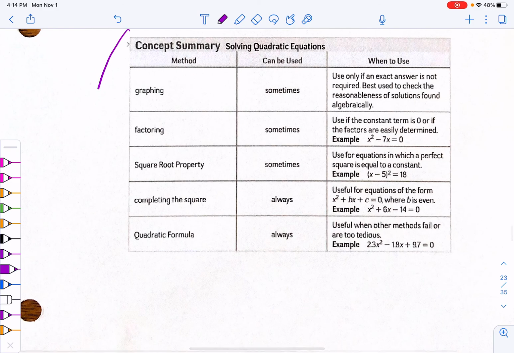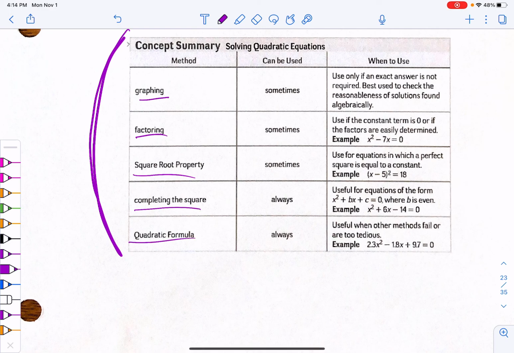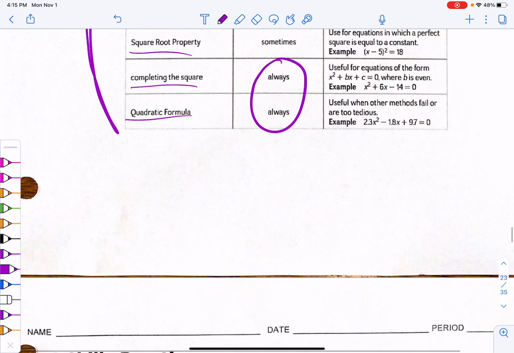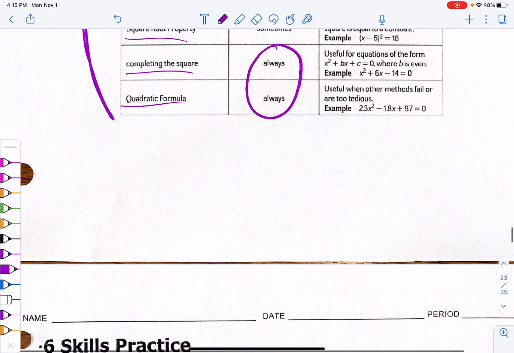This stuff right here, I'm not going to go through each one of these, but this is just a summary of graphing, factoring, the square root property, completing the square, and the quadratic formula. These are all methods that we've used in the last couple sections to find the zeros. But this is saying that you can always use completing the square and the quadratic formula, versus factoring, which only sometimes works, and graphing, which only sometimes works. Sometimes it's just way too ugly to do that. So there's how that works.